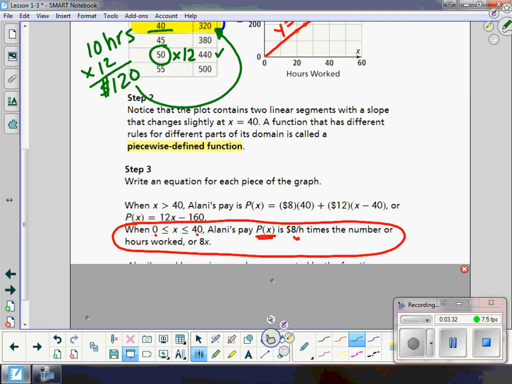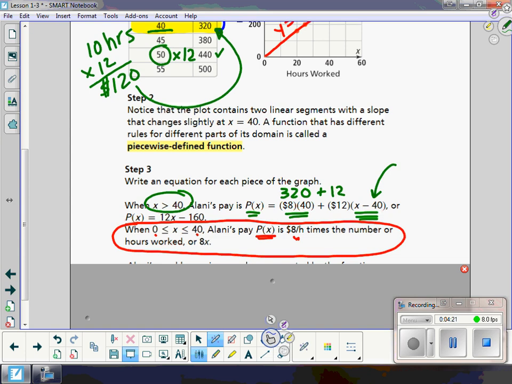Then, when she's beyond 40, when her hours are greater than 40, her pay, p of x, is 8 times 40, which is that 320, plus she's going to get $12 an hour for the time beyond 40. So if she worked for 41 hours, you'd put 41 minus 40, and she would get $12 extra times 1. At 42, she'd get 24 more dollars, because you would do 42 minus 40 for the 2 extra hours of overtime. So this is a significant part of the formula, to have x minus 40 in there.